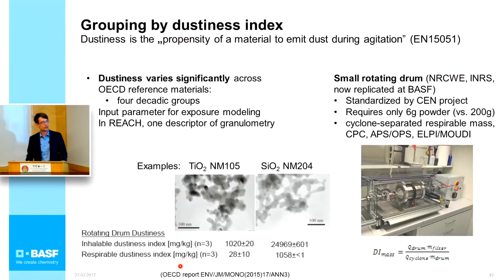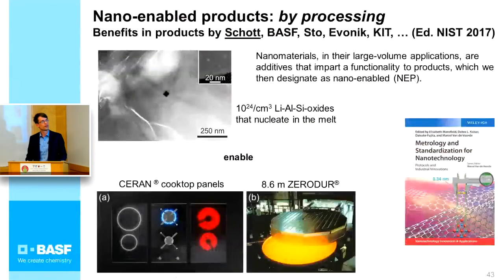These are examples, again, not from us. That's in this OECD report, which essentially is from Kjell Jensen. The titania NM105: you have an inhalable and respirable dustiness index, which is clearly differentiated here from a silica material. So that's something you can use. It tells us how many milligrams of dust are generated per kilogram of handled material. But of course, dust is not everything. Many materials are more complex. Let me just show you two examples.